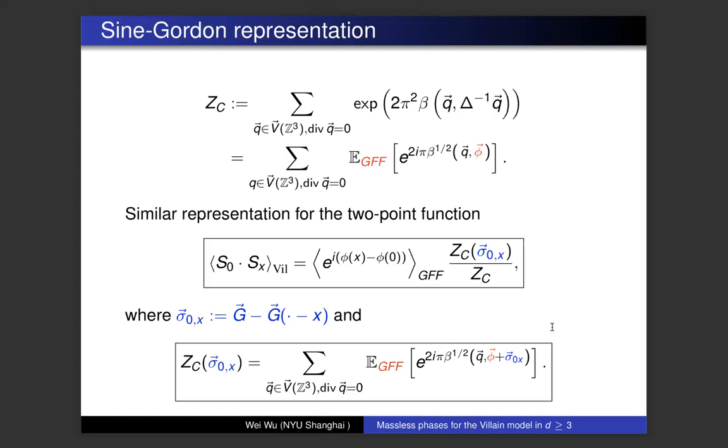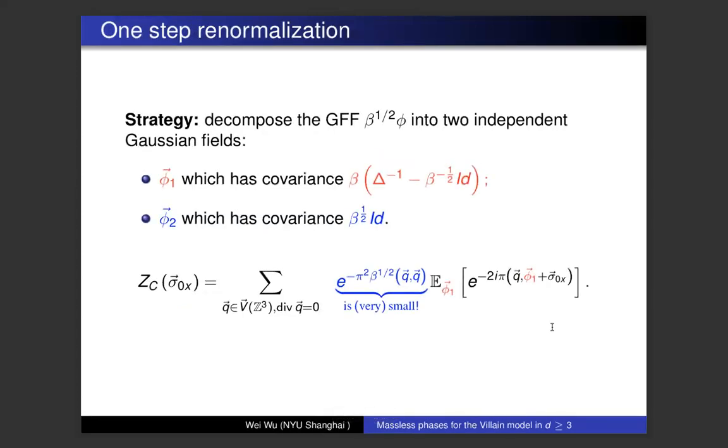Now we do a one-step renormalization argument. You can decompose your Gaussian free field into the sum of two independent Gaussian fields, such that the covariance adds up to what we have, which is beta lambda delta inverse. If we do this splitting, we think of phi 2 as a local field, which we integrate out. If you integrate out this local field, you get some smallness term here.